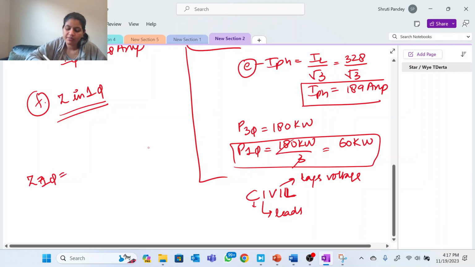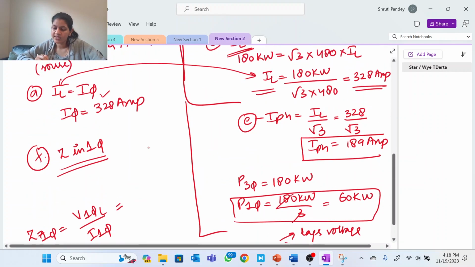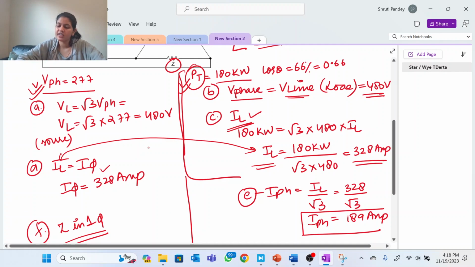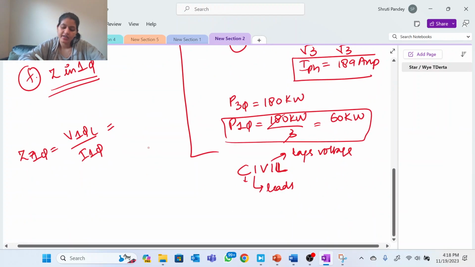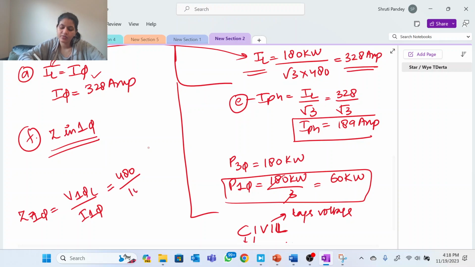phase, it will be equal to voltage for single phase upon current for single phase. And what values? The load values, right? Because Z is there in the load. So what's the single phase load voltage here? It is 480, right? So 480 by what is the single phase current here? This is 189. Now comes a very important thing.